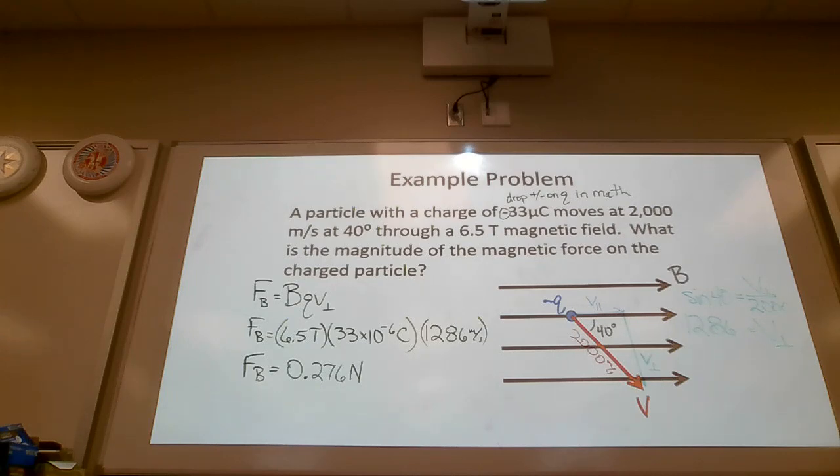Okay, it's still a force. Put that in newtons. Good there? Okay, so that's the magnitude. That's the number. That's the amount. What I'm curious next about is what's the direction.